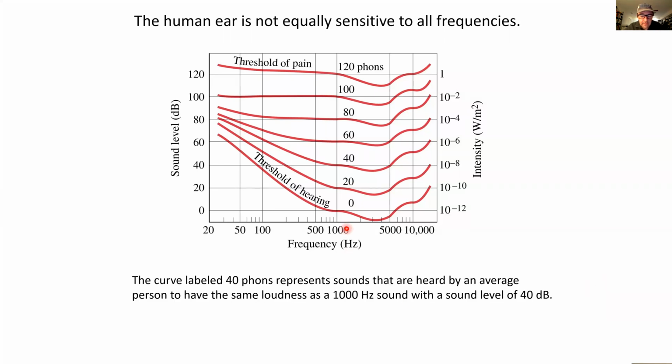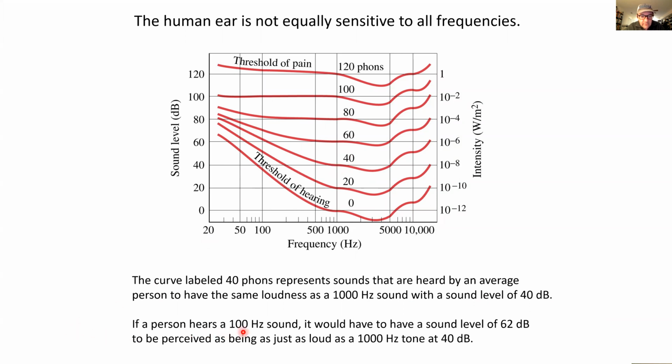So here it is in typed words. The curve labeled 40 phons, that's the one I've been paying attention to, represents sounds that are heard by an average person to have the same loudness as a 1,000 hertz sound with a sound level of 40 decibels. And that's where the 40 phons comes from. If a person hears a 100 hertz sound, it's over here, it would have to have a sound level of 62 decibels to be perceived as being just as loud as the sound over here at 1,000 hertz and 40 decibels.